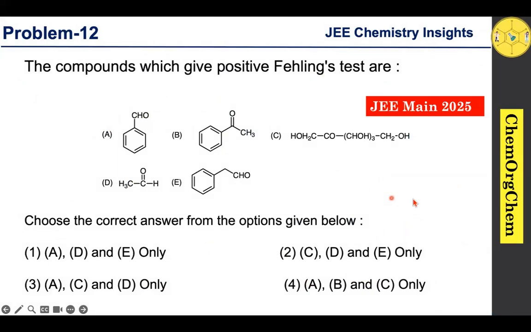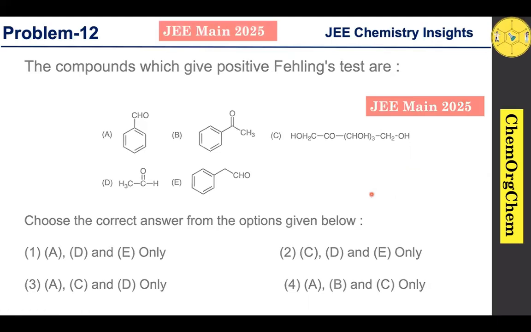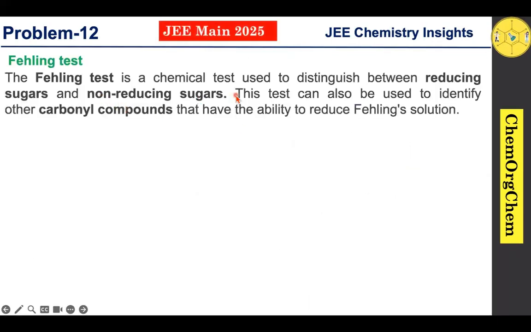Before moving to the solution, first let's talk about what the Fehling test is. The Fehling test is a chemical test which is used to distinguish between reducing sugar and non-reducing sugar. This test is mostly useful in carbohydrate chemistry to differentiate reducing and non-reducing sugars. It can also be used to identify other carbonyl compounds, especially aldehydes and ketones, that have the ability to reduce Fehling solution.